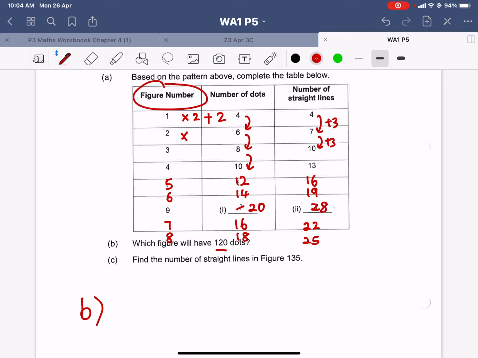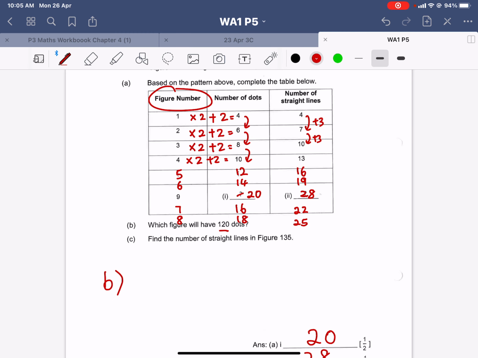So I try to see the next one if it works. This is like our cheat code, remember? At the start of the year, we had some people who came out with this cheat code. So it seems to work, right? Figure number times 2 plus another 2. It gives us the same number. We try one more, times 2 plus 2. It gives us 10 also.